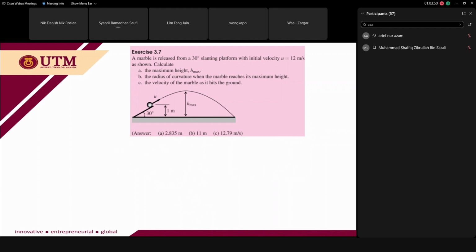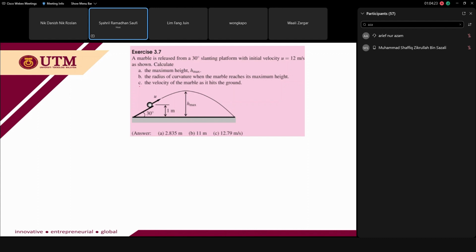Okay, so we do exercise 3.7. A marble is released from a 13 degrees slanting platform with initial velocity u equal to 12 meter per second, as shown. So calculate: question A is the maximum height, and question B is the radius of curvature.